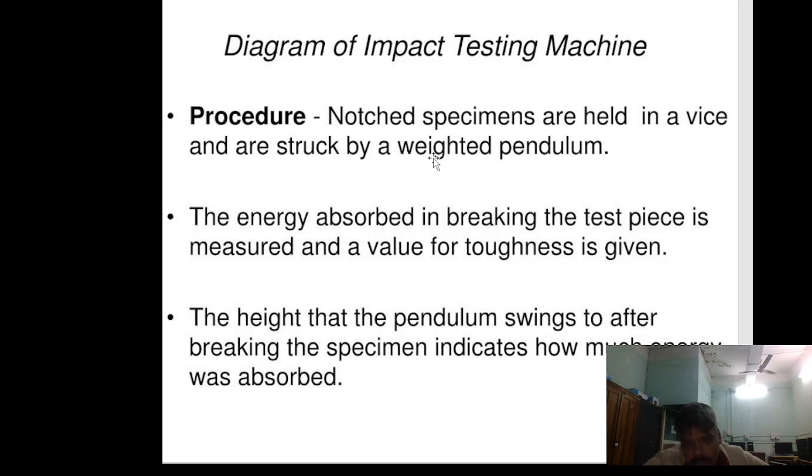Procedure: notched specimens are held in a vise and are struck by a weighted pendulum. The energy absorbed in breaking the test piece is measured and a value for toughness is given. The height that the pendulum swings to after breaking the specimen indicates how much energy was absorbed.